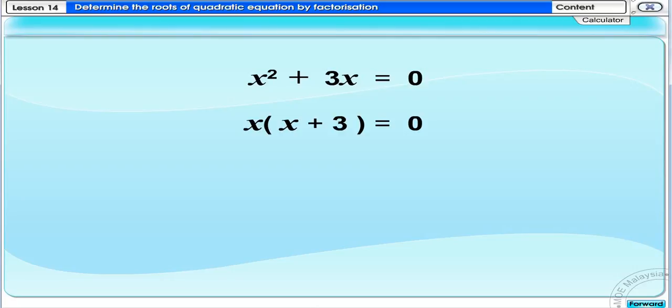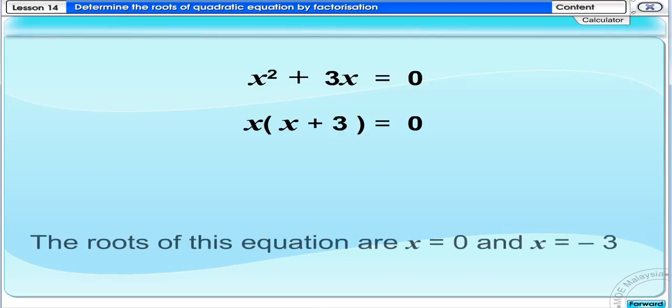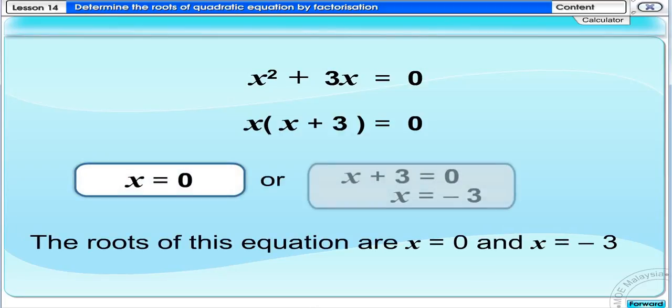Since the multiplication of these two terms is 0, one of the terms must be 0. Therefore, the roots of this quadratic equation are 0 and -3.